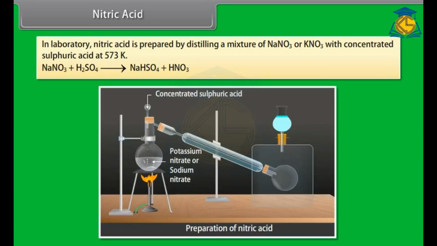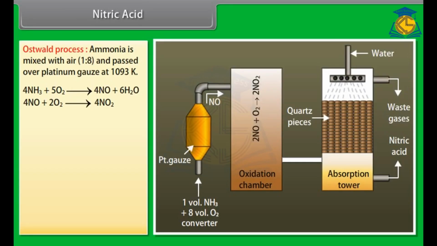Nitric acid. In the laboratory, nitric acid is prepared by distilling a mixture of NaNO3 or KNO3 with concentrated sulfuric acid at 573 Kelvin. Ostwald process. Ammonia is mixed with air in 1:8 and passed over platinum gauze at 1093 Kelvin.